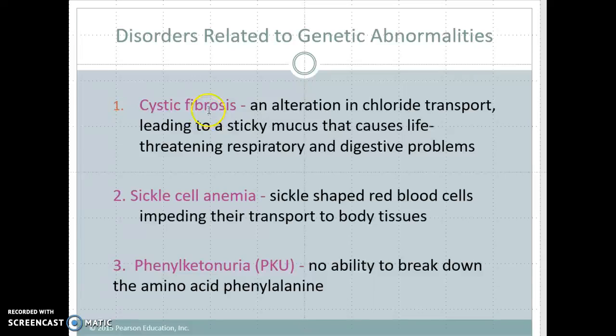So cystic fibrosis is that people with this are unable to transport chloride properly, and so instead of having a nice, dilute mucus, it's very sticky, and so you can easily get lung problems, and it easily interferes with digestion because the enzymes can't work as well, because of how thick the mucus is. So cystic fibrosis is just one alteration of a protein, as is sickle cell anemia. That's just one amino acid difference.